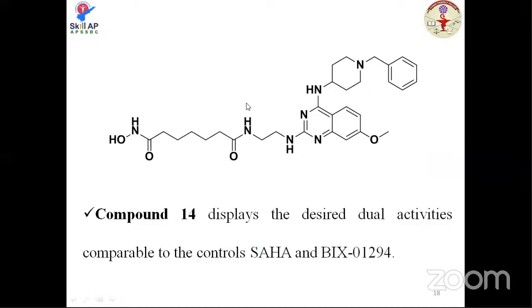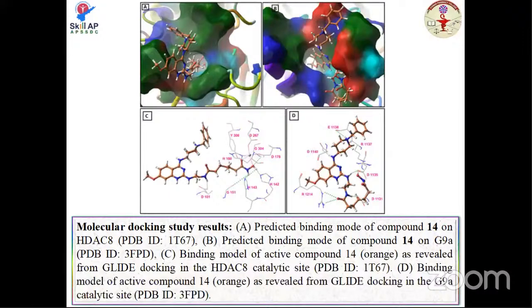With the help of molecular hybridization, we have combined both this lipophilic as well as this hydrophilic moiety to get enhanced activity. Then we got very good dual activity for this compound, and we want to explore how this lead molecule is interacting with the proteins, both HDAC as well as G9A. Then we performed molecular docking studies on both HDAC as well as G9A.